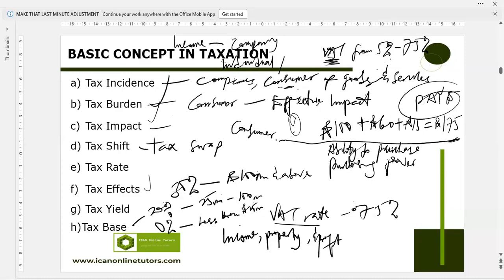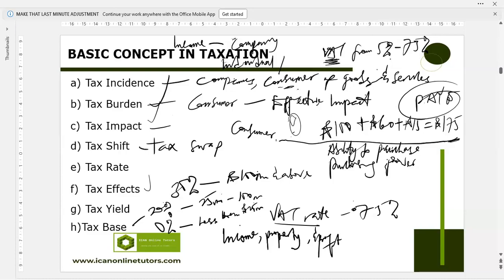So for instance, what is the tax base for value-added tax? The tax base for value-added tax is consumption, in as much as you consume the goods and services that are subject to value-added tax. Though you may make reference to the exemptions introduced by the Value Added Tax Act. We have zero-rated goods, and we also have non-vatable goods and services. For the non-vatable goods and services, there is no need for filing VAT returns, so you are not paying any part of that.